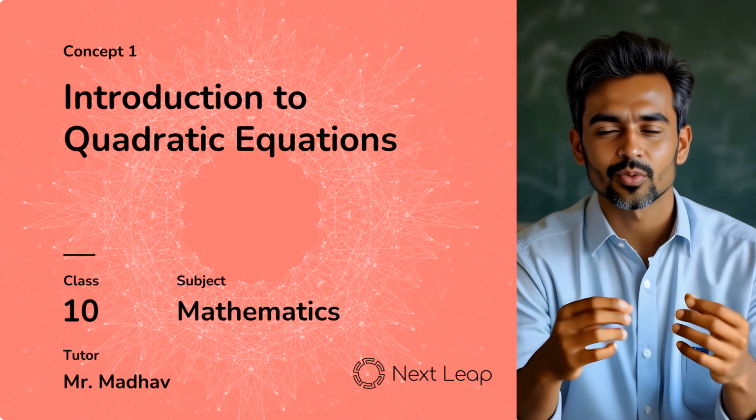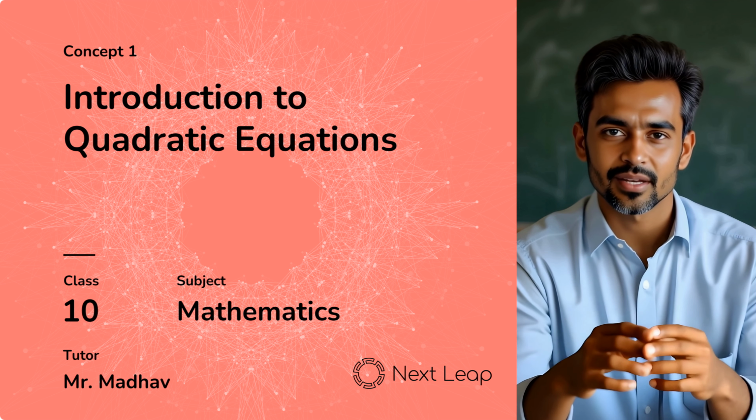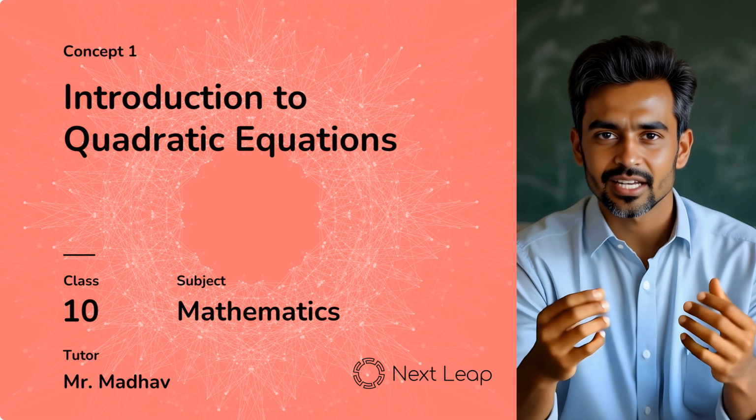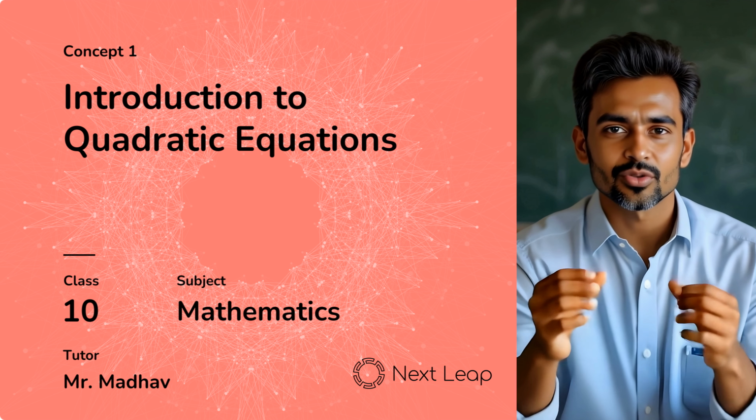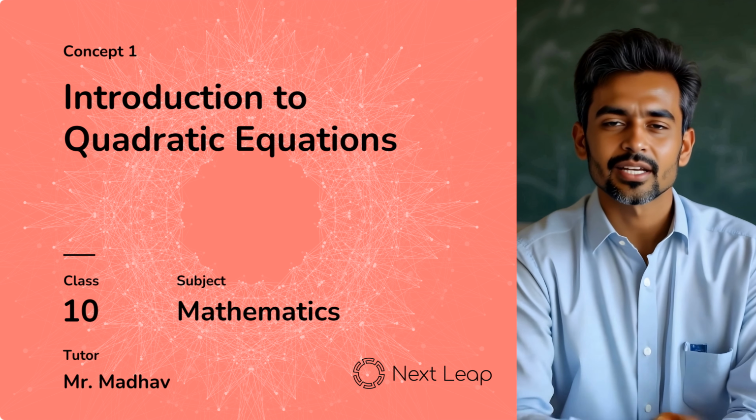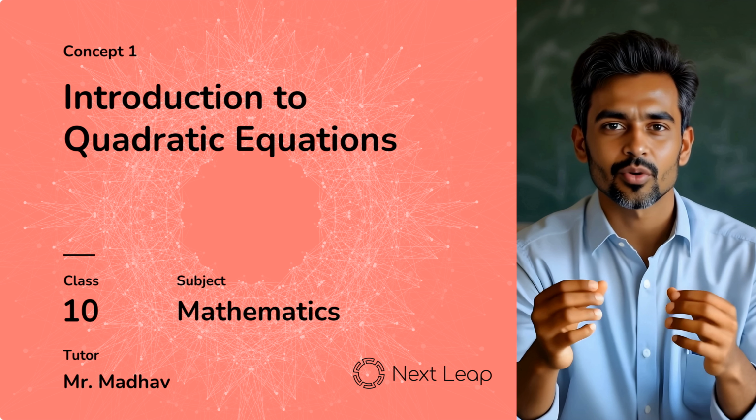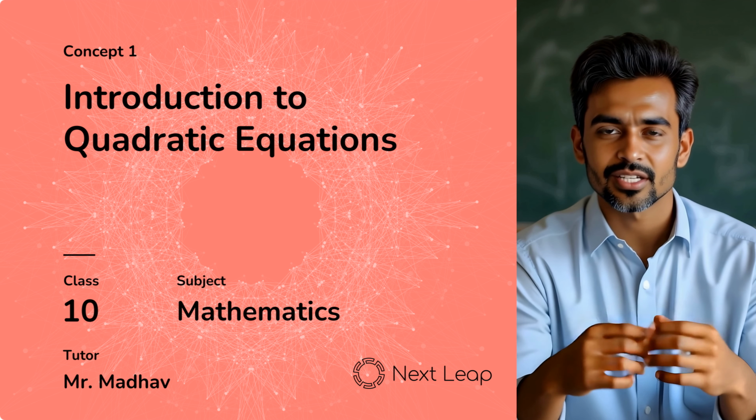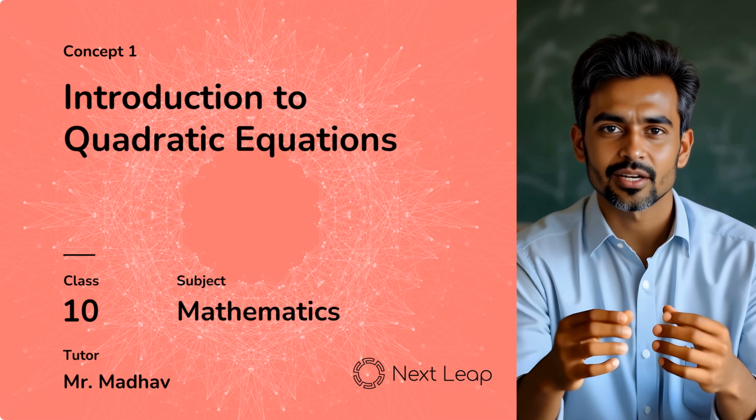A quadratic equation is any equation that can be written in the standard form ax squared plus bx plus c equals 0, where a, b, and c are real numbers and a is not equal to 0. Why is it called quadratic? Because the word comes from quadratus, meaning square. The variable is raised to the power 2, which is what makes the equation quadratic.